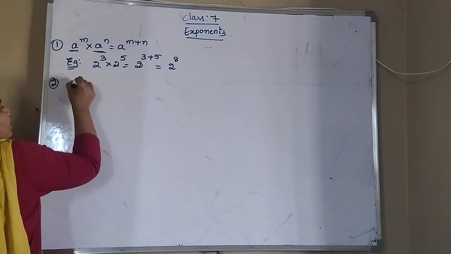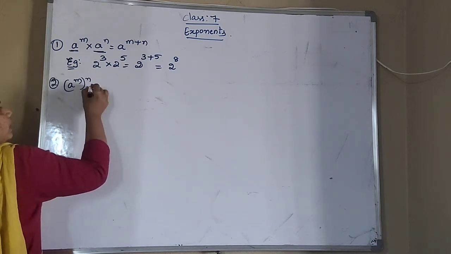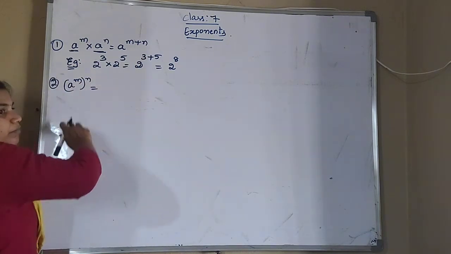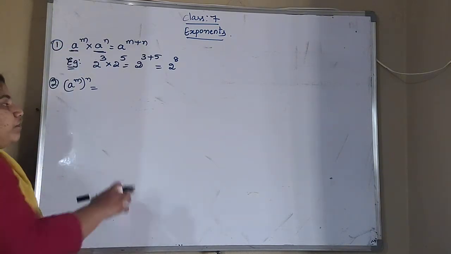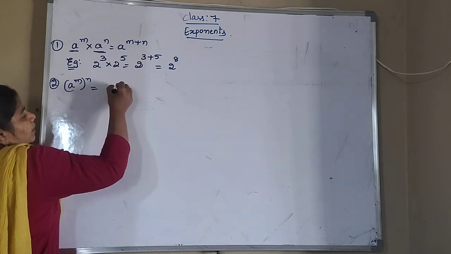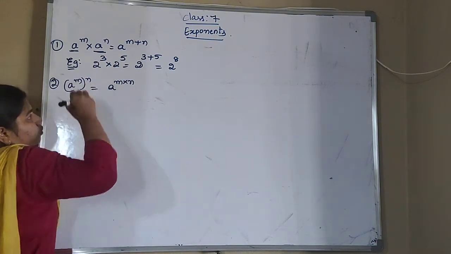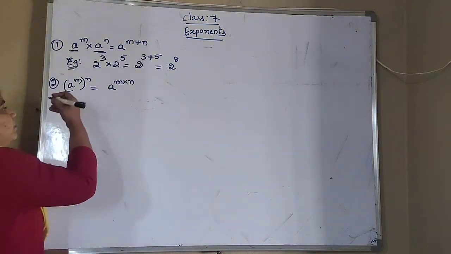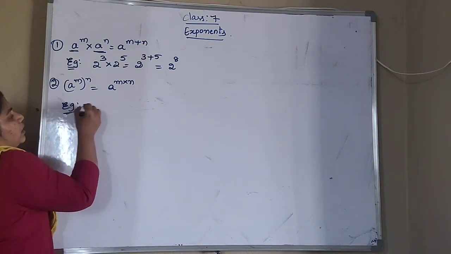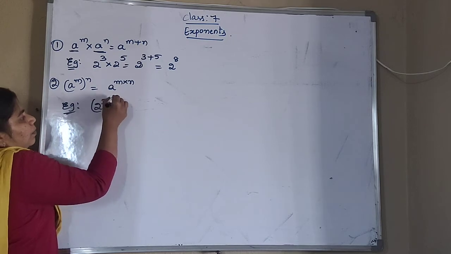Second one, a power m whole power n. Here, for a power m, you have one more power n. So what you will write is m into n, that is a power m into n. We will take one example of how to write that: 2 power 3 whole power 5.